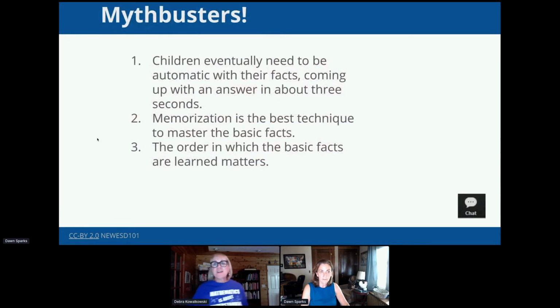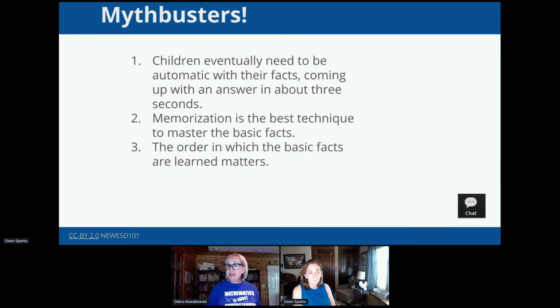Yes. So here's the deal. There are 3 statements up here. 2 of them are true and 1 is a myth. So hang on. Remember, it's waterfall chat. So think about this. Possible myth. Statement number 1. Children eventually need to be automatic with their facts, coming up with an answer in about 3 seconds. Statement number 2. Memorization is the best technique to master the basic facts. Or statement number 3. The order in which the basic facts are learned matters.